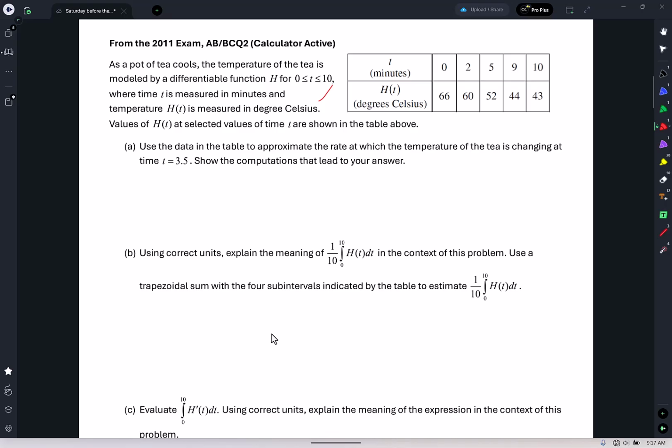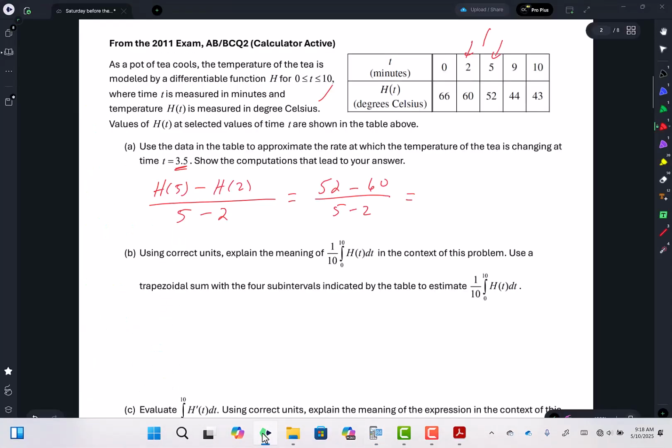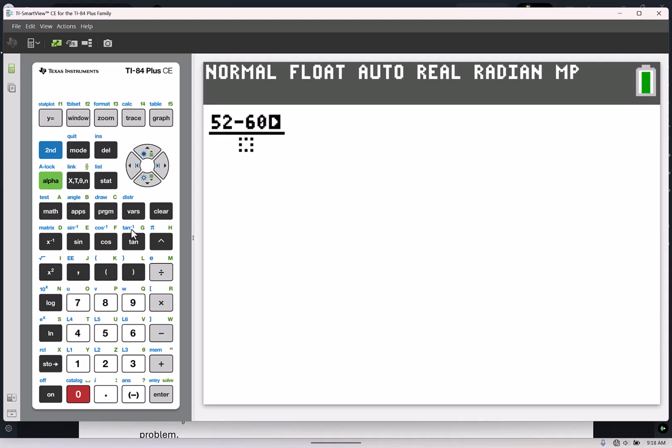Use the data in the table to approximate the rate at which the temperature of the tea is changing at t equals 3.5. Show the computations that lead to your answer. Okay, what are they asking? Approximate the rate at which the temperature of the tea is changing. So it's like saying a derivative, but notice I don't have an equation for H, I have a table. 3.5 is right smack in the middle between what 2 values? 2 and 5. So you're going to go H of 5 minus H of 2 divided by 5 minus 2. You probably don't have to show that step, you can go right into it, but it'd be nice if you showed that. And you're going to go 52 minus 60 divided by 5 minus 2 equals. If you wanted to just divide by 3 there, that's fine, no big deal. So here we go, I'll take my calculator. I guess you don't need it, but I'm going to do it anyways. 52 minus 60, so negative 8. I'm just going to write 52 minus 60 so you guys can see it, over 5 minus 2.